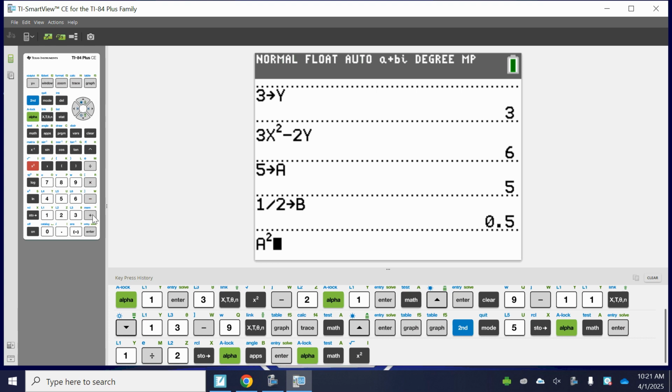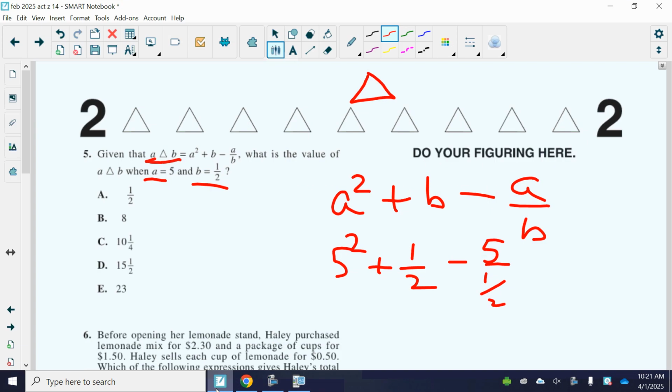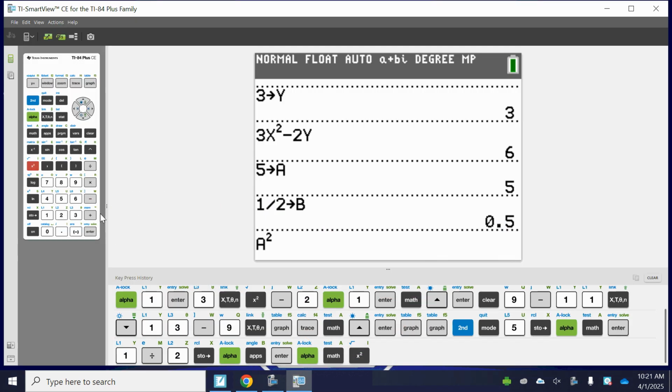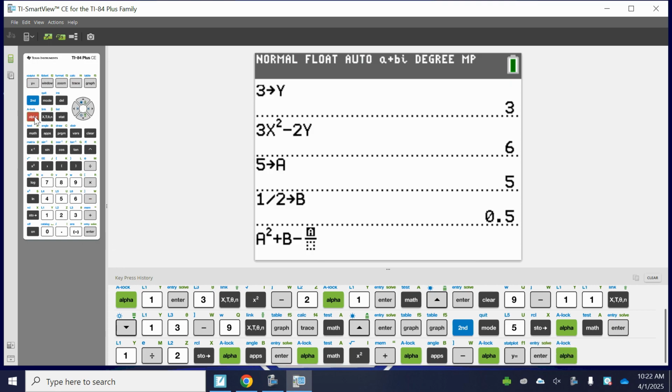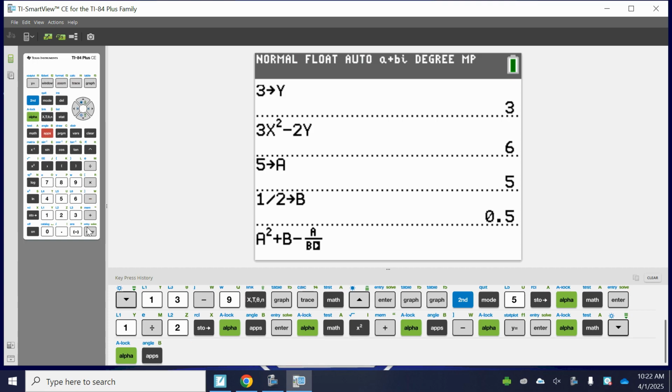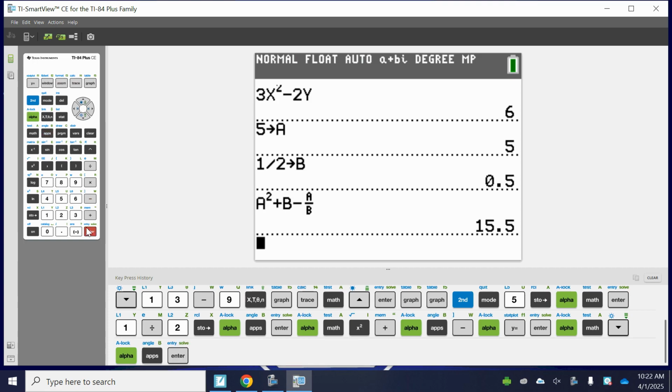Plus B, minus A over B. You want to use the fraction key? So there it is. So you do A over B. How does that sound? And the answer is 15.5.